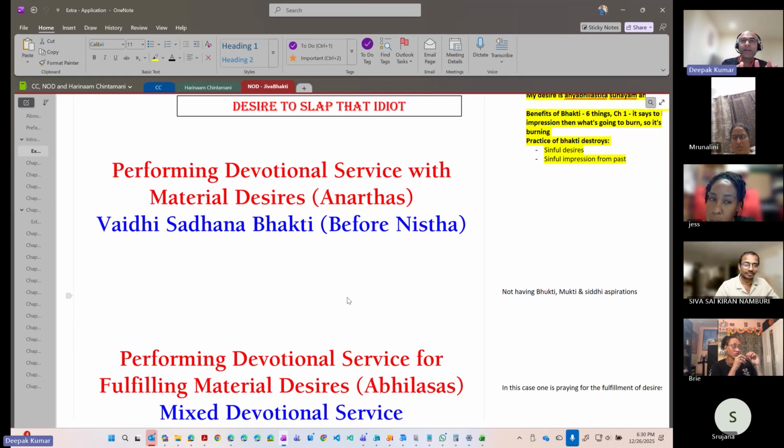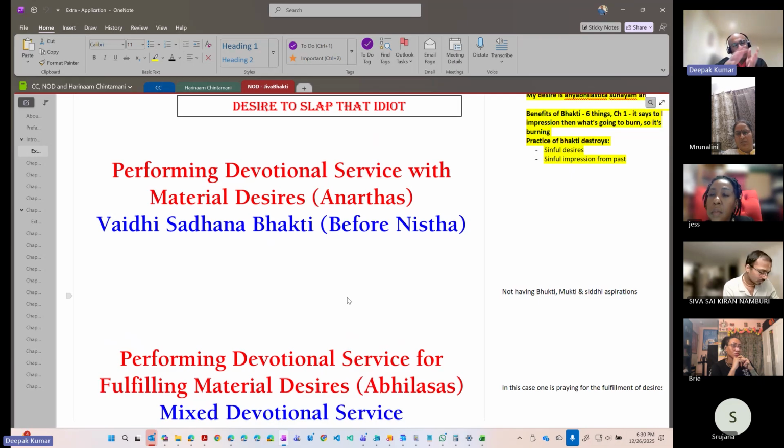Anartha Nivritti means a stage where all my negative conceptions are being burned. And this is not a pure state. It's not like I reach Anartha Nivritti and everything is gone. No, it doesn't happen like that. Anartha Nivritti is a process which will continue.